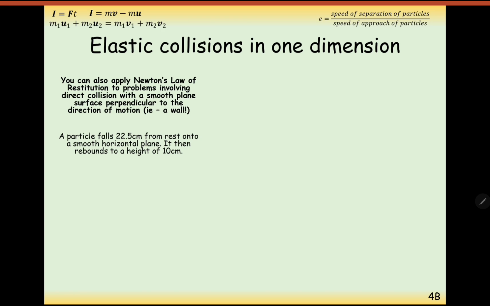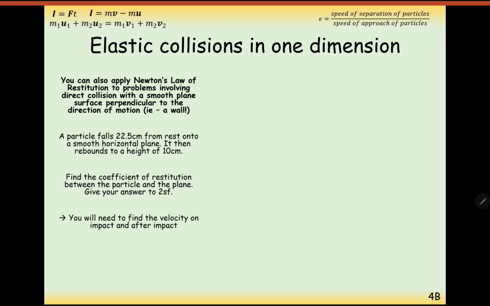Okay, and the next question here then, a particle falls 22.5 centimeters from rest onto a smooth horizontal plane. It then rebounds to a height of 10 centimeters. Find the coefficient of restitution between the particle and the plane to two significant figures. So we're going to have to work out the speed just before it hits the floor, the speed after it's hit the floor, and then work out the coefficient of restitution after that. So we'll need to use our Suvat equations.